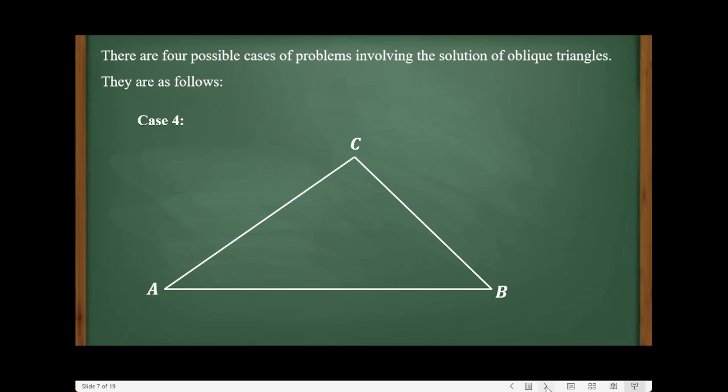And for the fourth case, the combination of three given parts from this oblique triangle is simply the three sides. So the unknown parts there are all the interior angles. These are the labeled three sides, meaning that these three sides are the given measures, so the unknowns are the three angles.